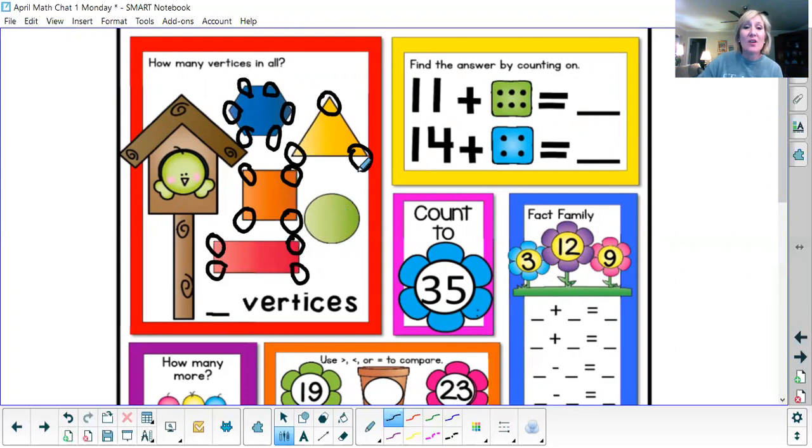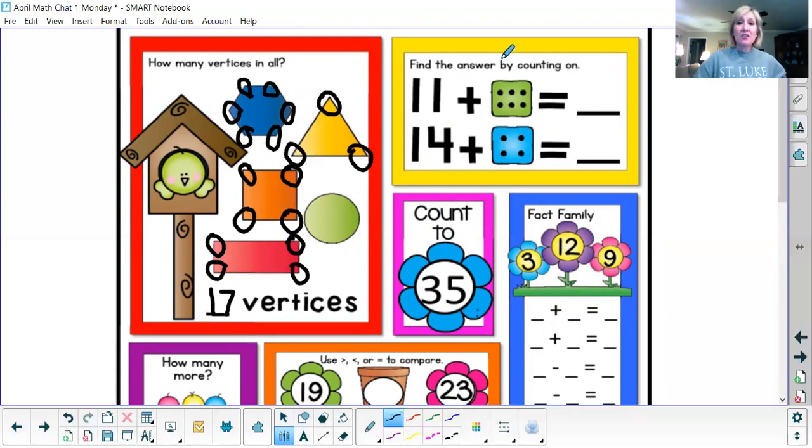So we counted all of the vertices for all of our shapes. We ended up with 17. That's one group of 10 and 7 extra ones. There are 17 vertices in this group of two-dimensional shapes. Yay, you're doing so great.